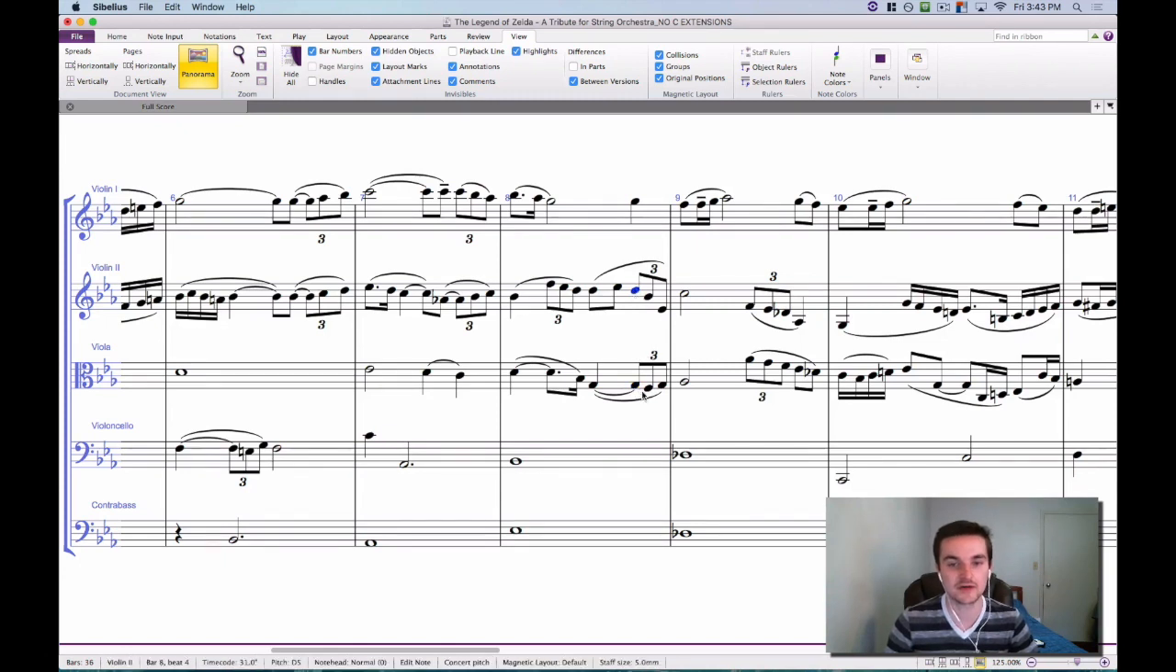We get this nice fifth here, right? Boom. We get this fourth, and this E flat is consonant with this G, even though it's dissonant with the seventh of the chord, right?